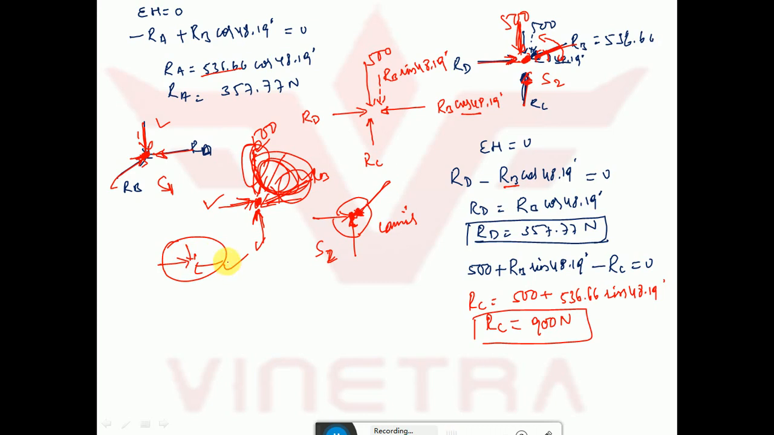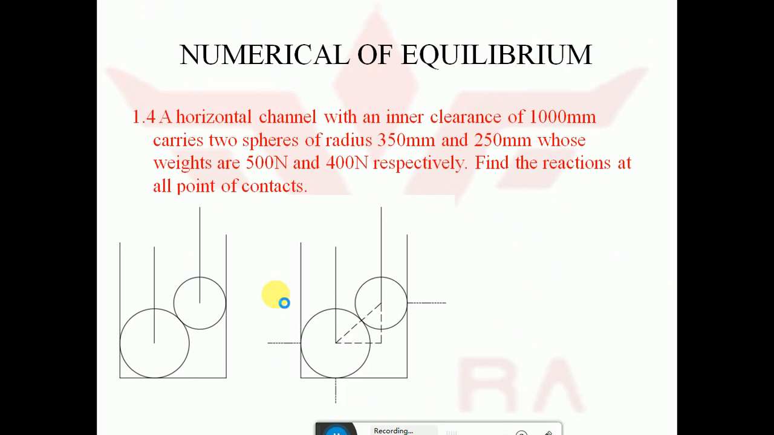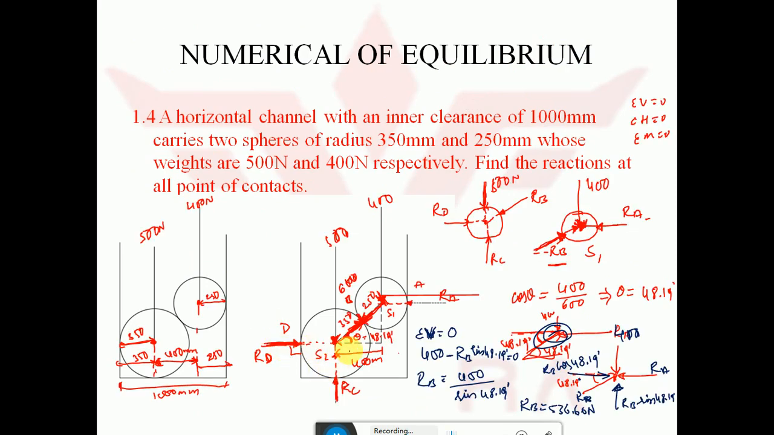And apart from that, remember that the reactions will be directed towards the centroid only, as I have shown in this figure. These reactions are directed towards the centroid itself. Remember these points, and apart from that, these reactions make 90 degrees with the tangent of the sphere. Remember these points and you can solve any problem if you are good with the geometry.